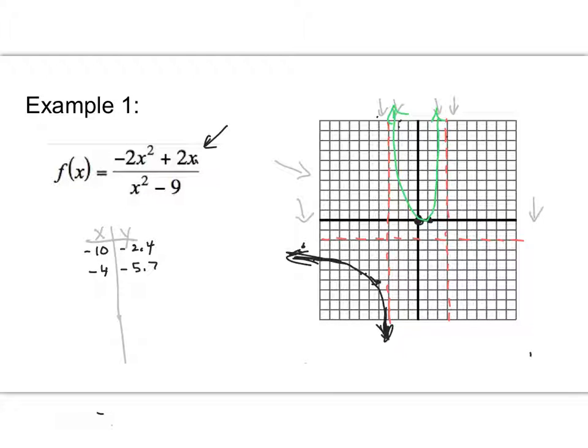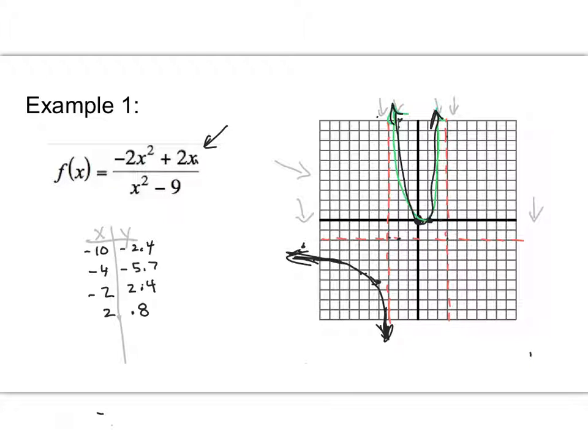So I need to check a value to the right of this asymptote. So I'm going to check negative 2. And then I'm also going to check this side here at x equals 2. When I plug those into my function, negative 2 gives me 2.4, and positive 2 gives me 0.8. So this function does indeed do something like this. Remember, around my vertical asymptotes, it's either going to go to positive or negative infinity.